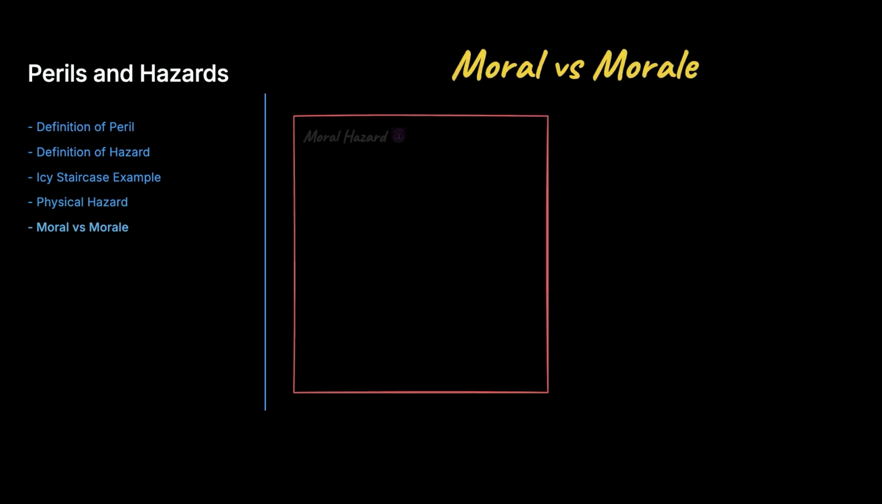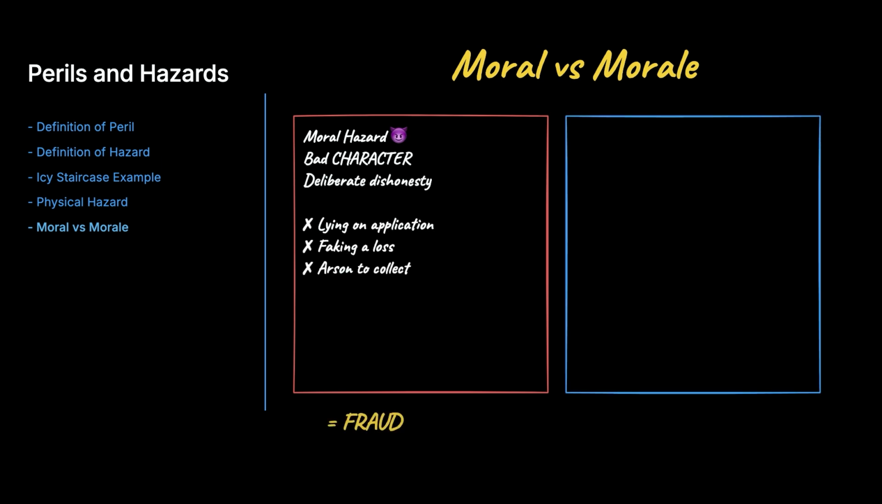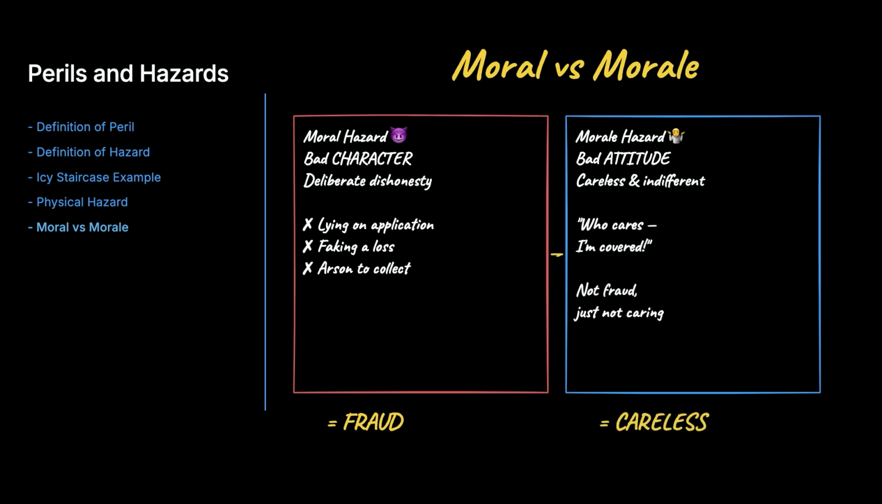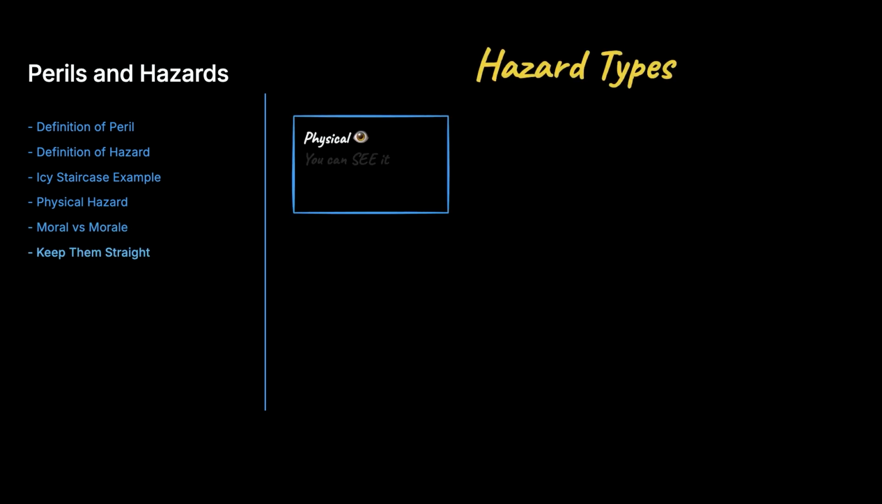The other two sound almost identical, moral and morale, so learn them cold. A moral hazard comes from a person's character, specifically dishonesty. It's deliberate, like lying on an application, faking a loss, or committing arson to collect. A morale hazard is a careless or indifferent attitude because insurance is there, that who cares, I'm covered mindset, not fraud.